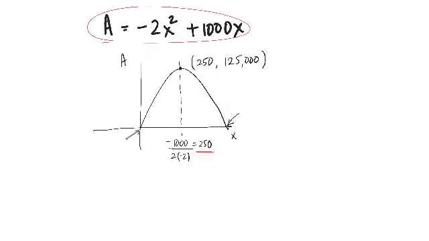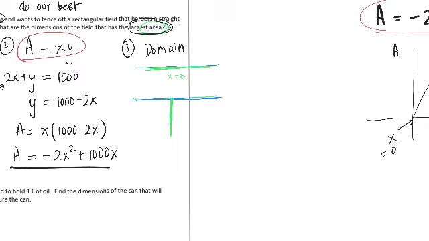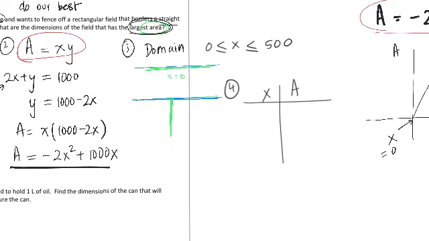The minimum x is here. x equals 0 is the minimum. x equals 500 is the maximum. So the domain of this function is 0 to 500. And I can now make the candidates table because I have a closed domain and a continuous function. So step 4 is my candidates table with x and A of x.